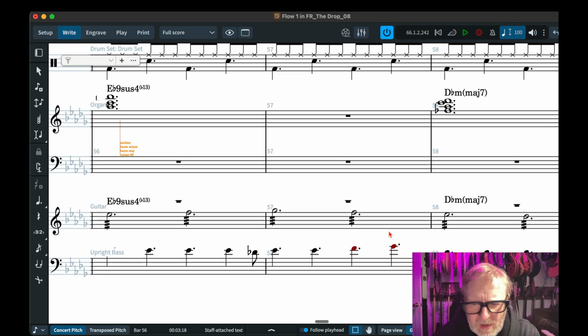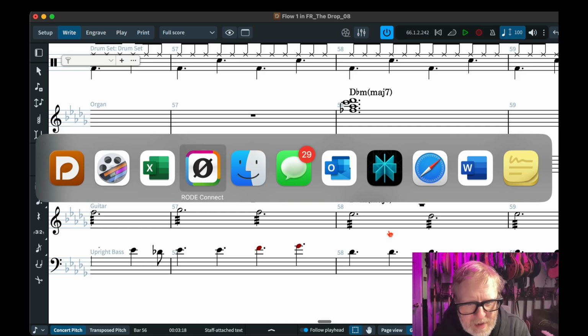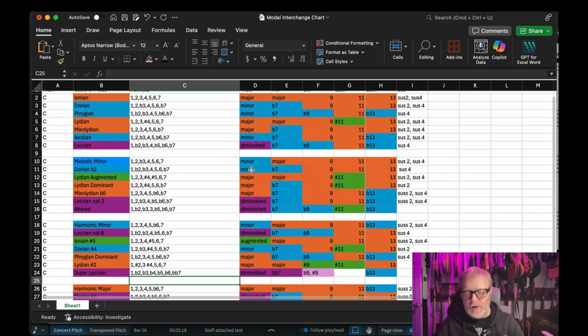One thing I did was I decided to make a chart for myself. I'm going to tweak this chart and make the colors a little less saturated so it's easier to see.